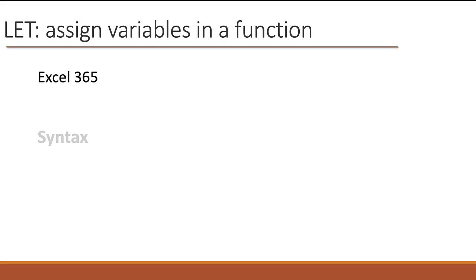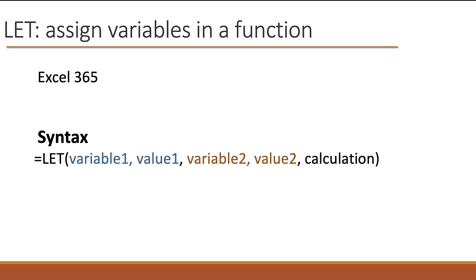The arguments work in pairs. Here's the syntax. You say equals LET, then you can have one variable and value pair, you can have two, you can have as many as you want, and then the last argument is a calculation. So in the first pair, you create a variable name and then you assign a value. The expression, the calculation at the end, simply uses the variable names and values that you created.